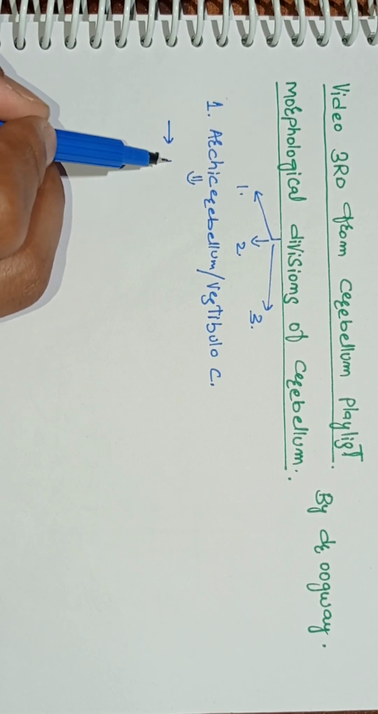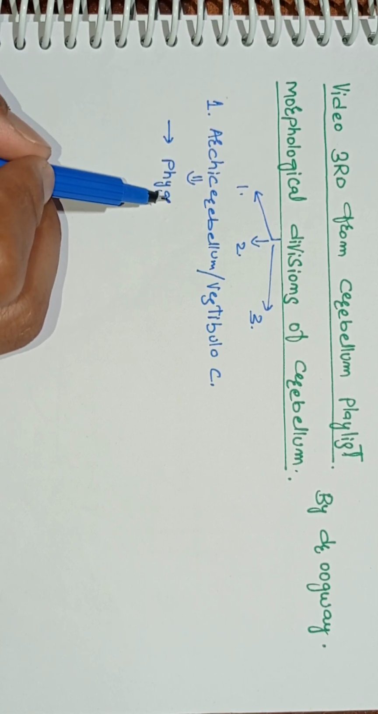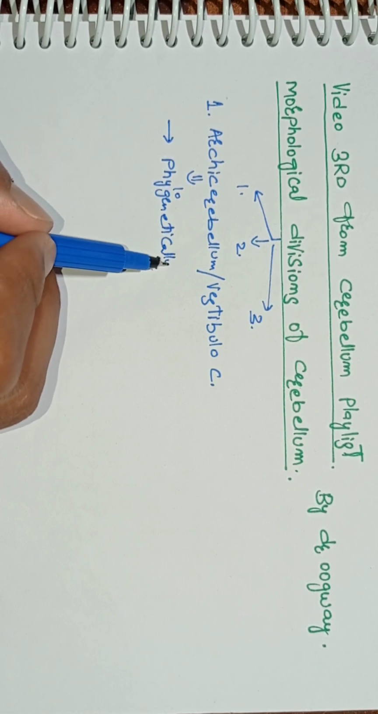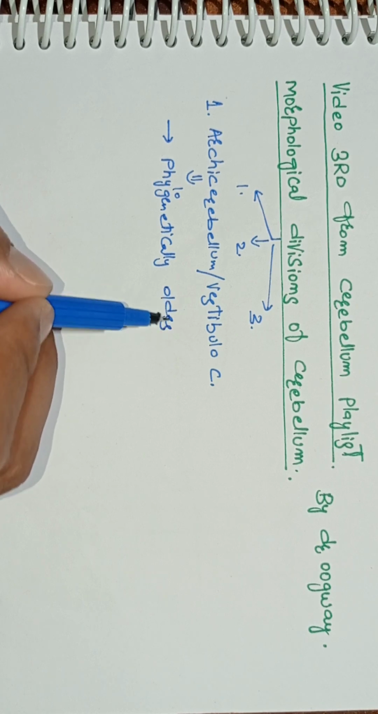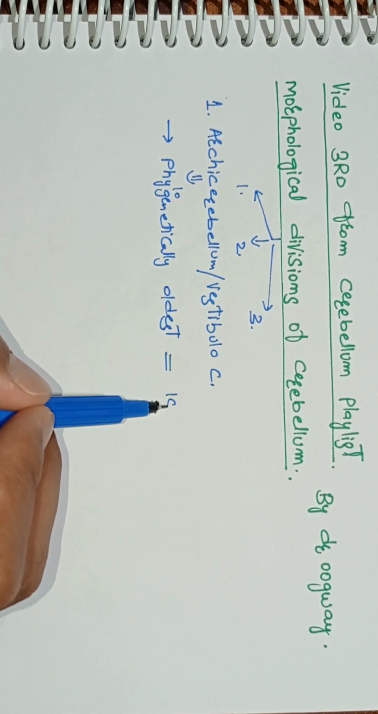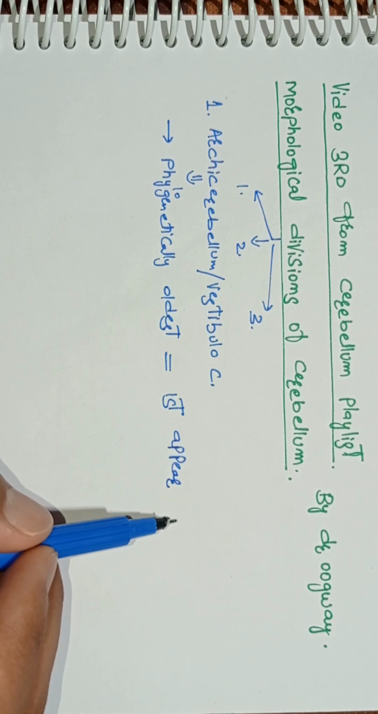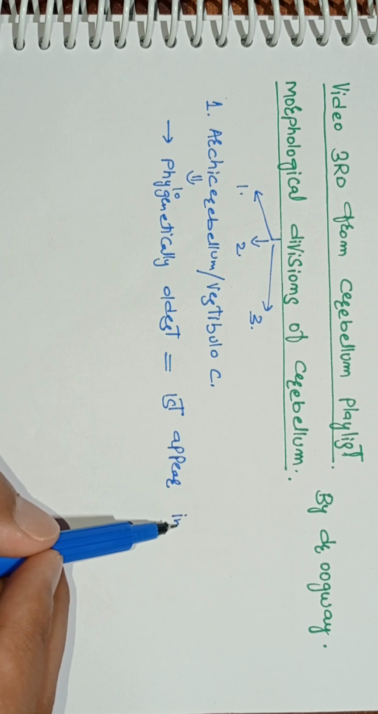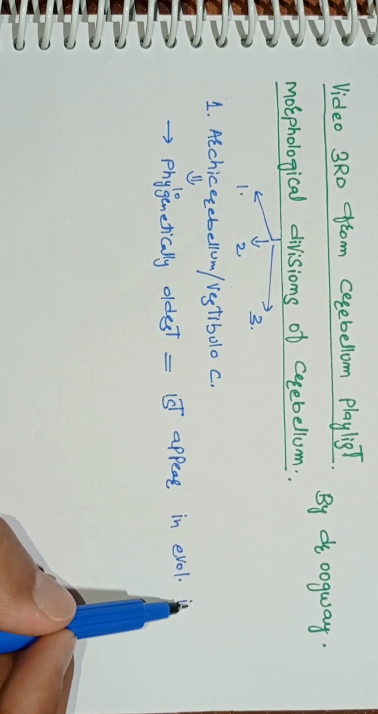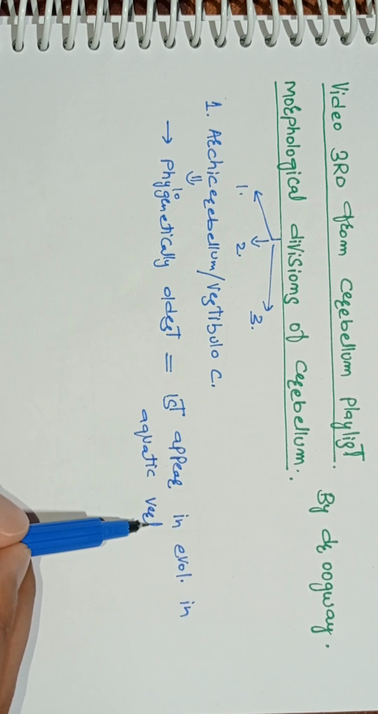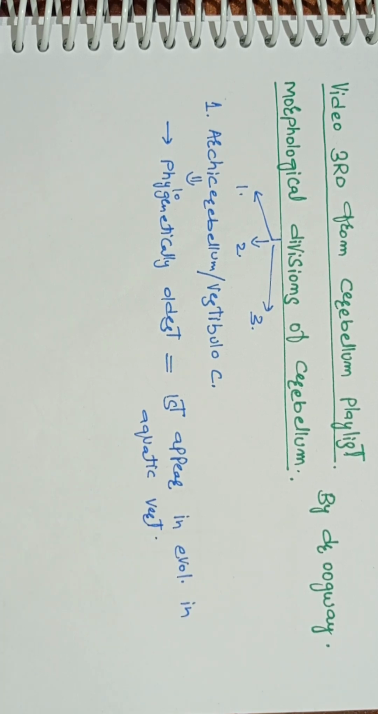First point, it is phylogenetically oldest. What do you mean by phylogenetically oldest? That means it was the first to develop, the first to appear. It first appeared in evolution in aquatic vertebrates. So the first point in the archiocerebellum or vestibulocerebellum: it is the phylogenetically oldest part.